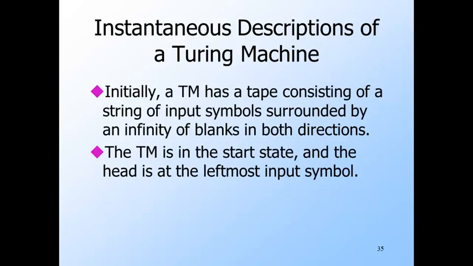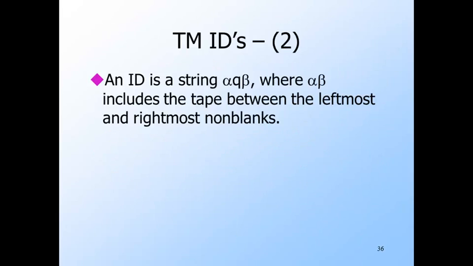The Turing machine begins in its start state with the head at the leftmost input symbol. If the input string happens to be epsilon, then the Turing machine's tape is entirely blanks and the head is scanning one of them. An ID is a string of the form alpha, q, beta. Here, alpha beta is the contents of the tape between the leftmost and rightmost non-blank symbols. That is, the tape consists of an infinity of blanks, alpha beta, and then another infinity of blanks.